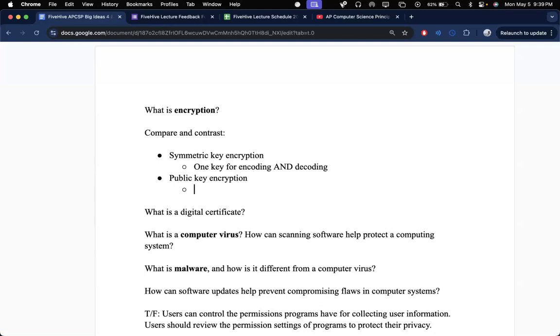It's asymmetrical, which means that it uses a different key to encode and decode. Absolutely, right? Generally one of the most brilliant inventions out there. Can you guys remember though which one is the public one and which one's the private one? So which key is public, which key is private?